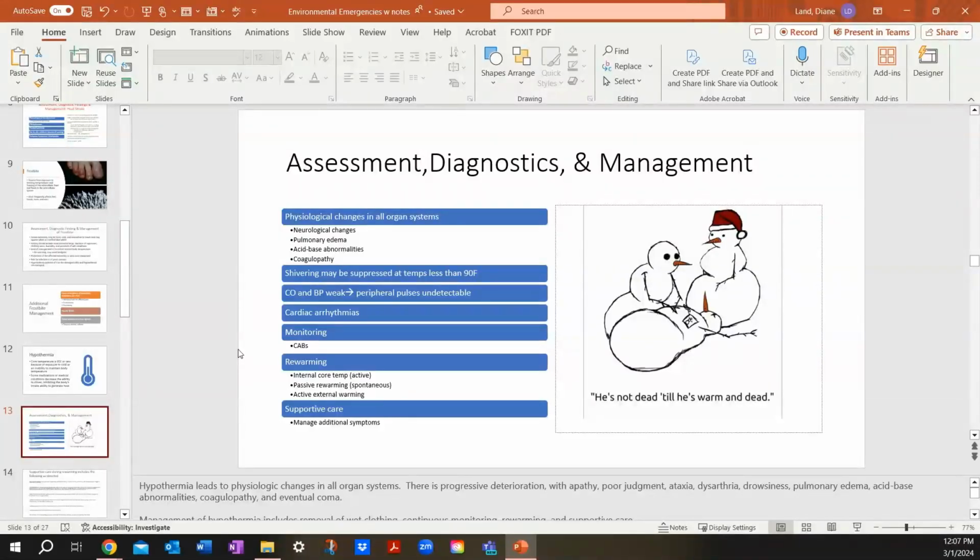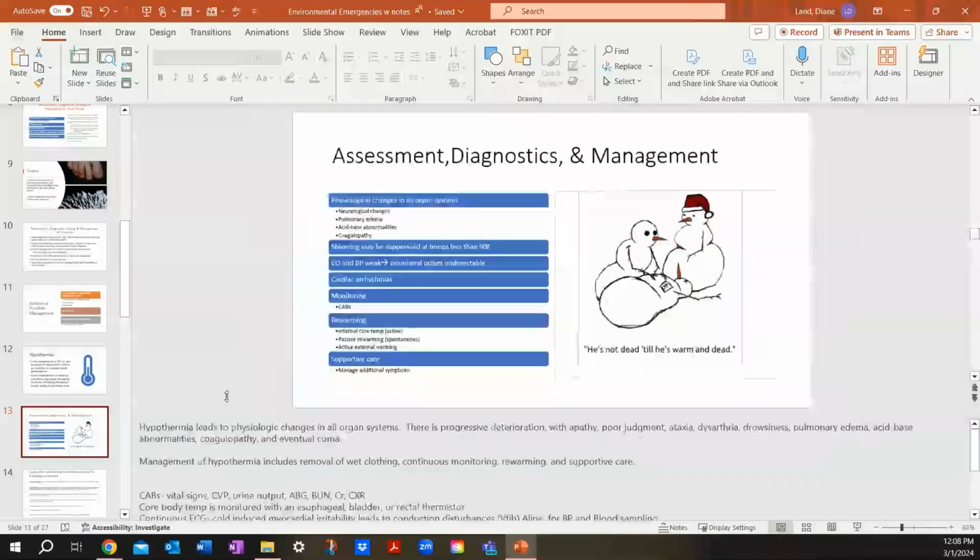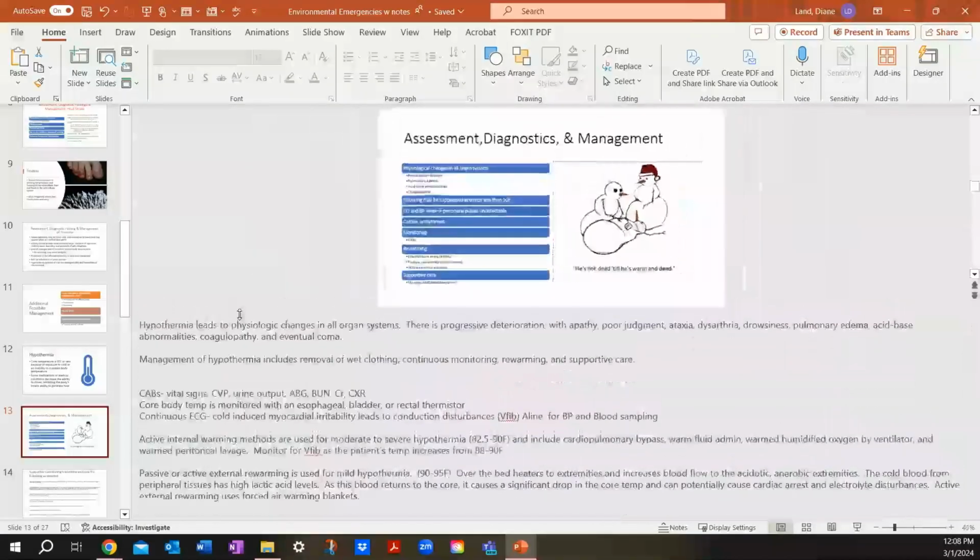We're going to monitor. We're going to do circulation, airway, breathing. Rewarming, or internal core temperature. Active, that's going to be the active warming. We've got passive rewarming and active external warming. And then we're going to do supportive care. So let's look at the notes here. Lots of notes. Hypothermia leads to physiologic changes in all organ systems.